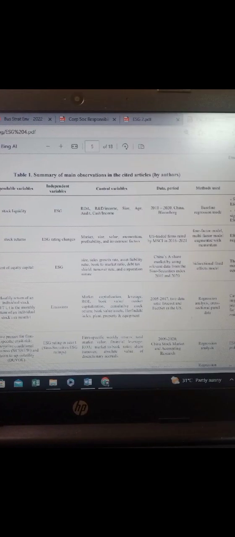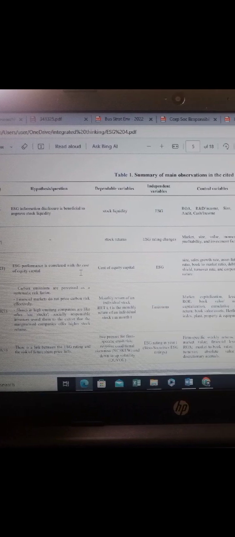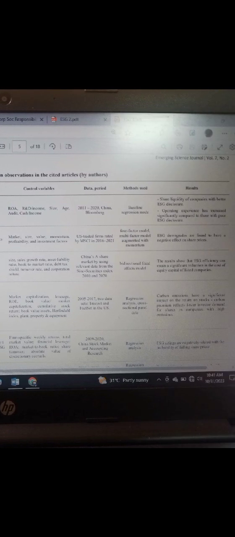Summary of main observation is cited articles by authors. That's just what the person put as the heading. But it's the same thing as literature map. You can also call it summary of literature review. But I prefer to call it a literature mapping. How you can see here, what can you see? The author's hypothesis or question, dependent variable, independent variable, control variable, data, period, method used, results. The only thing that this doesn't consist of is the remark or the gap or the comments.